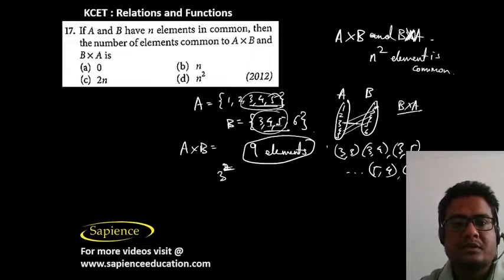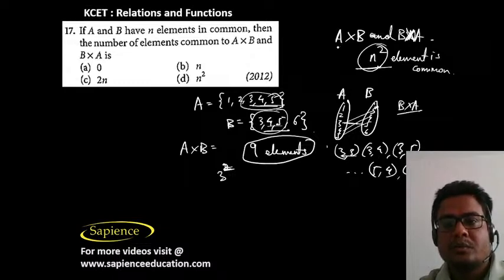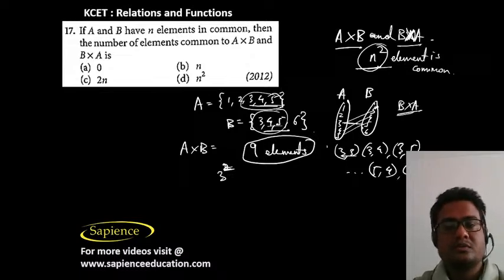So if n elements are common in A and B, then n square ordered pairs will be in the Cartesian product A cross B and B cross A. So hope you have understood.